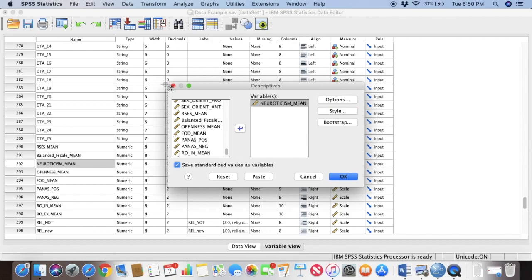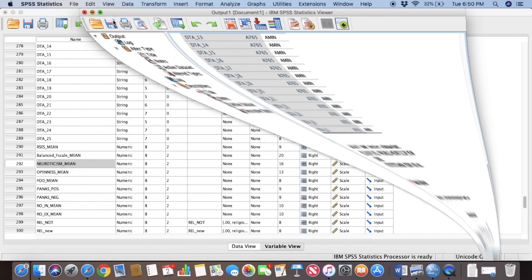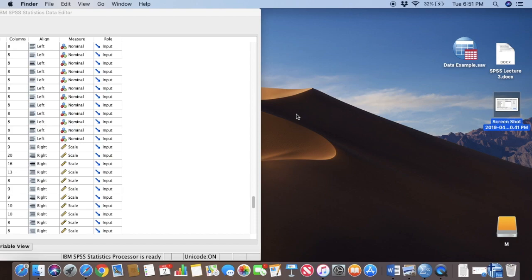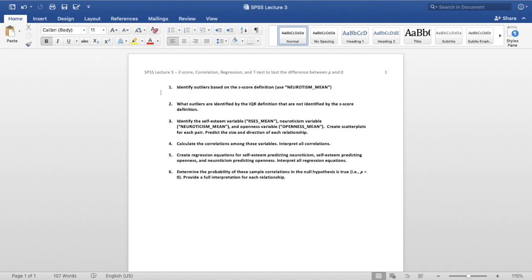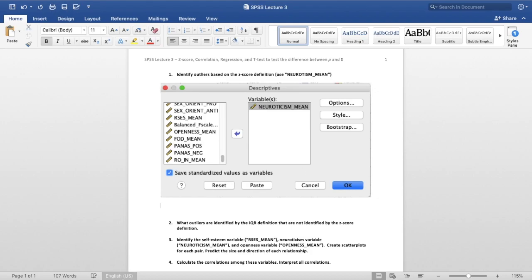Once again, let's do some screenshots while we're at it. If you're using a Mac, you can just do Command-Shift-4 and it'll take a screenshot. If you're using a PC, you can use the Snipping Tool. Okay, so just go ahead and press OK. It's going to give us some output that we don't care about, so go ahead and minimize that. It's not a big deal. And I'm going to copy the screenshot and paste it in my document. Okay, perfect. So this is how we identify z-scores.